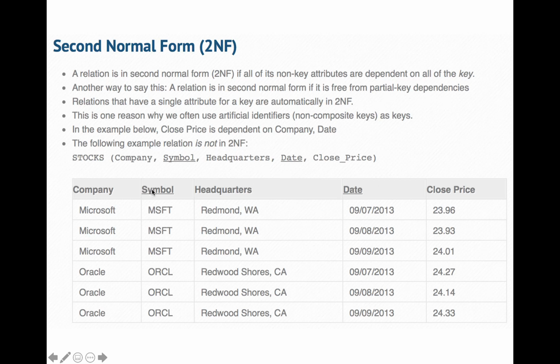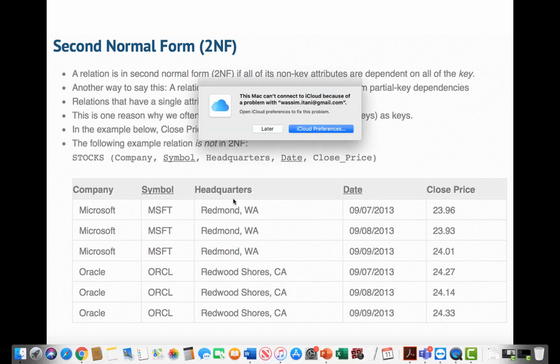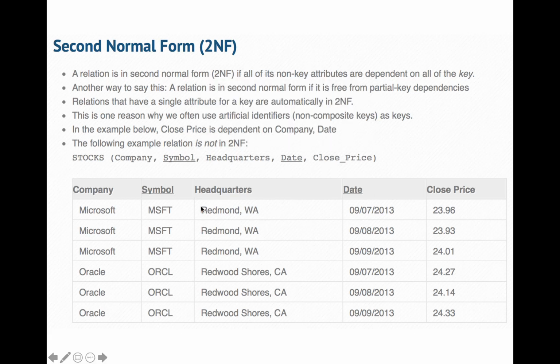In this case, you have symbol and date. It's not allowed that an attribute depends on a single part of the primary key. It should depend on the primary key together. Relations that have a single attribute for a key are automatically in the second normal form. So as a conclusion, if a relation has a single primary key, then it's in first normal form and second normal form.